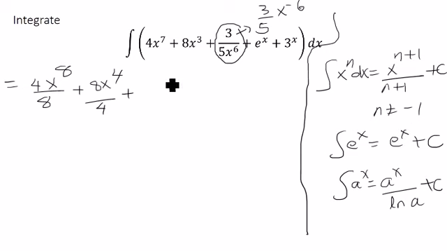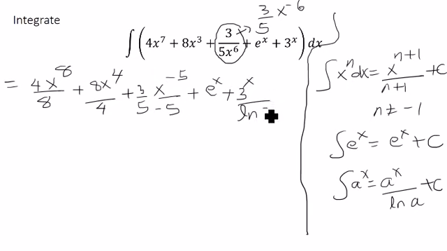So we're going to do 3 over 5 and add 1 to the -6, so it's going to be x to the -5 over -5, plus the integral of e to the x is going to be e to the x, no change, plus the integral of 3 to the x is 3 to the x over natural log of 3 plus a constant c. This is the last formula here.